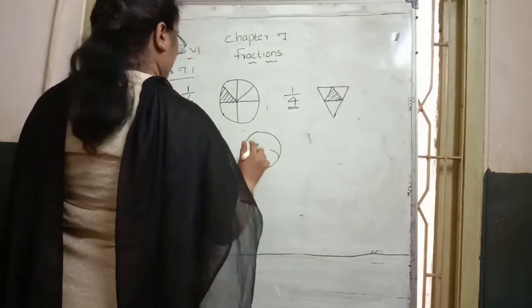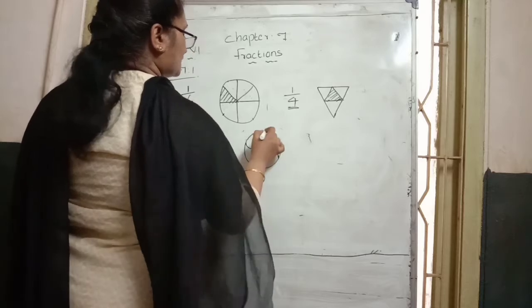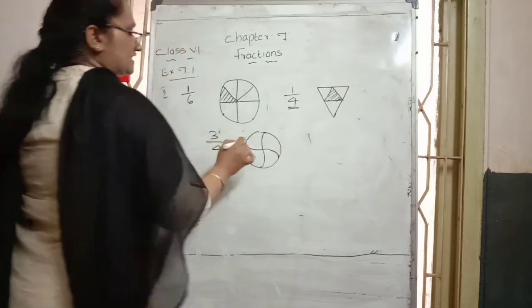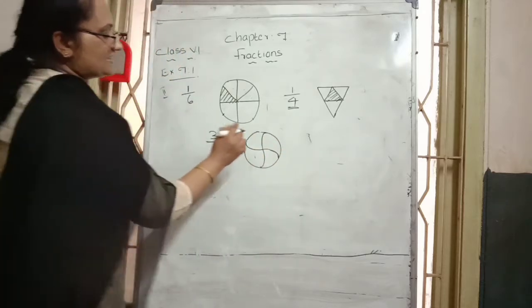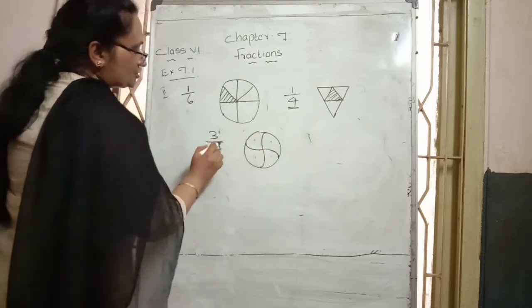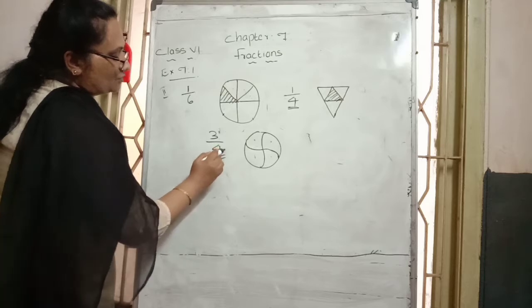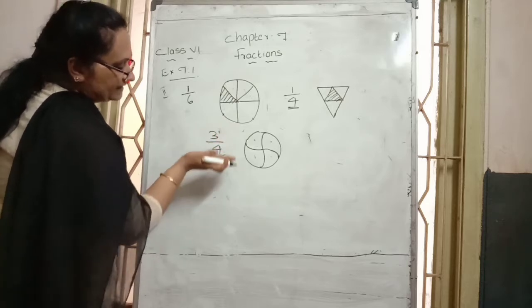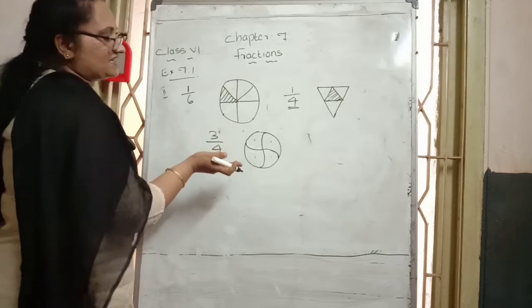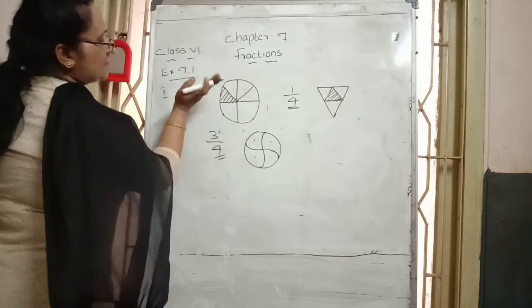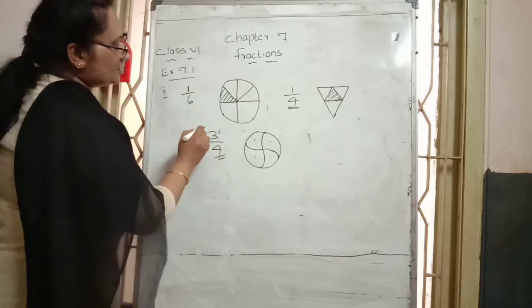The diagram is given in this way. Here it is divided into how many parts? 1, 2, 3, 4. The total number of parts is given in the denominator. Denominator means the part below the line, and the part above the line is the numerator.